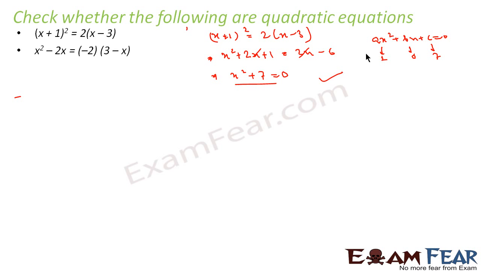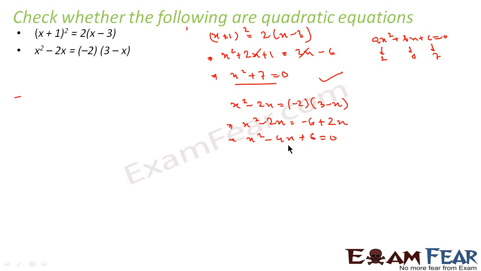Let's take one more example. x squared minus 2x is equal to minus 2 into (3 minus x). We'll solve this. This becomes x square minus 2x is equal to minus 6 plus 2x. Correct? This is nothing but x square minus 4x plus 6 is equal to 0. This equation is also of the form ax square plus bx plus c, where a is equal to 1, b is equal to minus 4 and c is equal to 6. So this is also a quadratic equation. So I'll say yes and yes for both these questions. We'll take one more example.